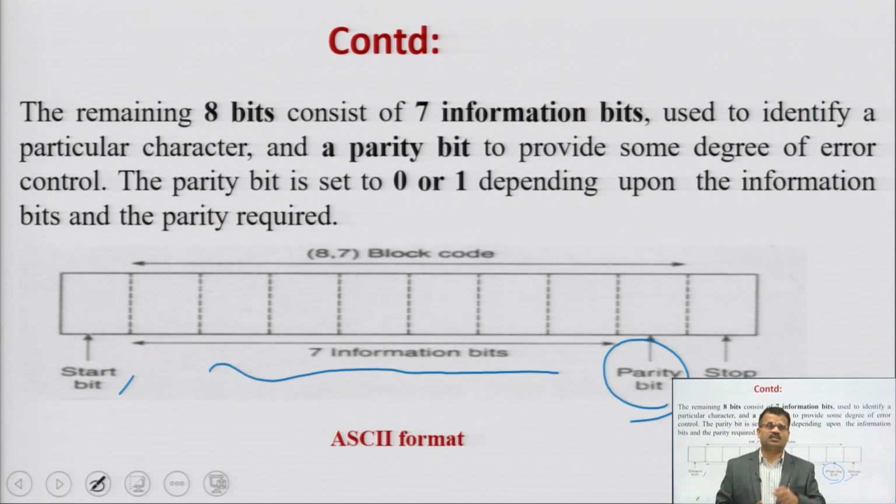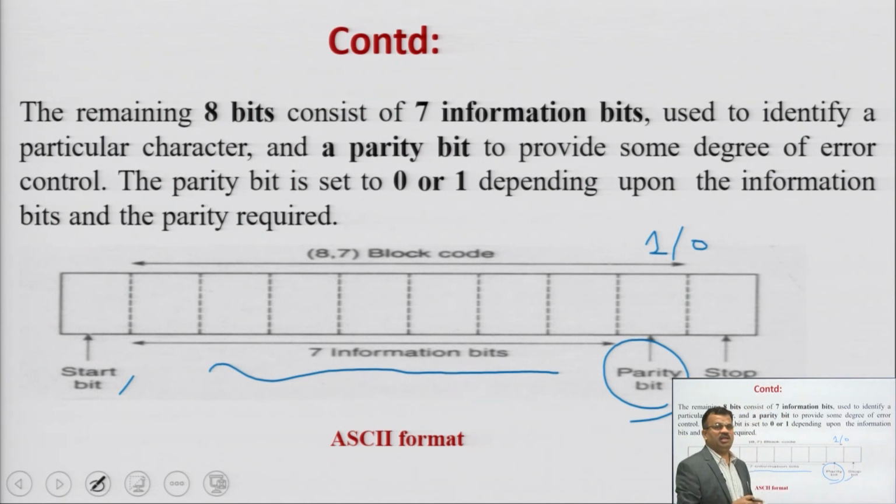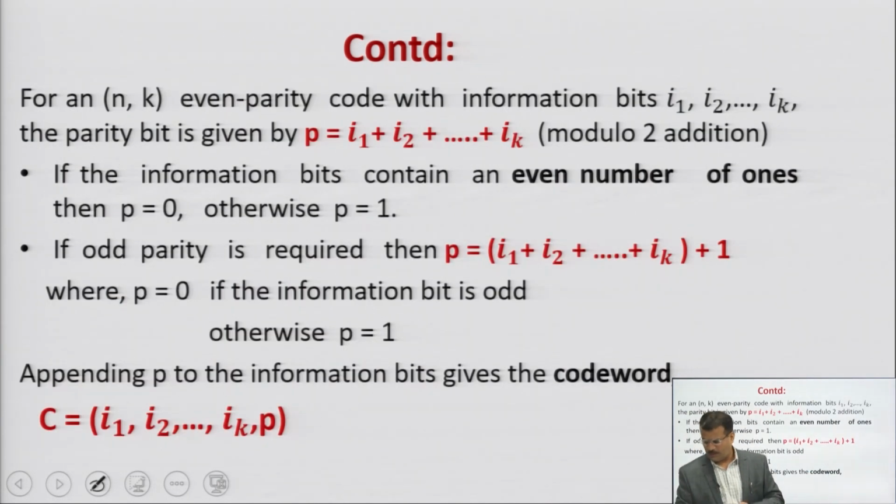Here the remaining 8 bits consist of the 7 information bits used to identify a particular character, and a parity bit to provide some degree of error control. It means error detection and error correction. And the parity bit is set to either 0 or 1, depending upon the information bits and the parity required. So, in this way we can represent it.